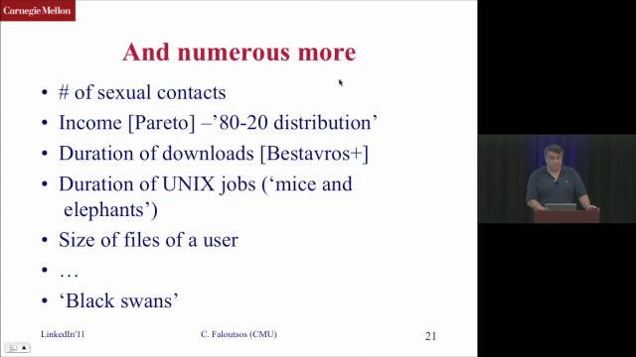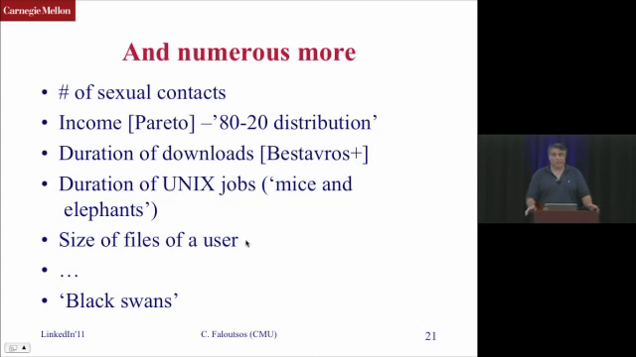Duration of downloads is similarly very skewed, in experiments by Bestavros at Boston University. There are a few files which are huge files, maybe data sets or video clips. A lot of files are audio clips, and the vast majority of files are short emails, short text files. Duration of Unix jobs is the same: tiny little jobs that take a few seconds, less than a second. Once in a while, we have a backup that takes a few hours. Sizes of files of users.